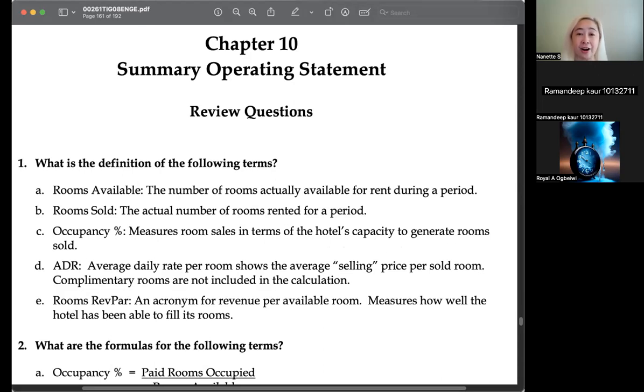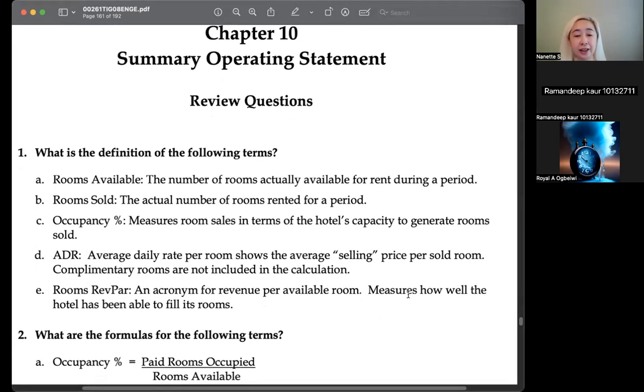What is ADR, Ramandeep? Average daily rate per room shows the average selling price per sold room. Complementary rooms are not included in the calculation. And what about rooms RevPAR, Royal? Rooms RevPAR is an acronym for revenue per available room. Measures how well the hotel has been able to fill its rooms.